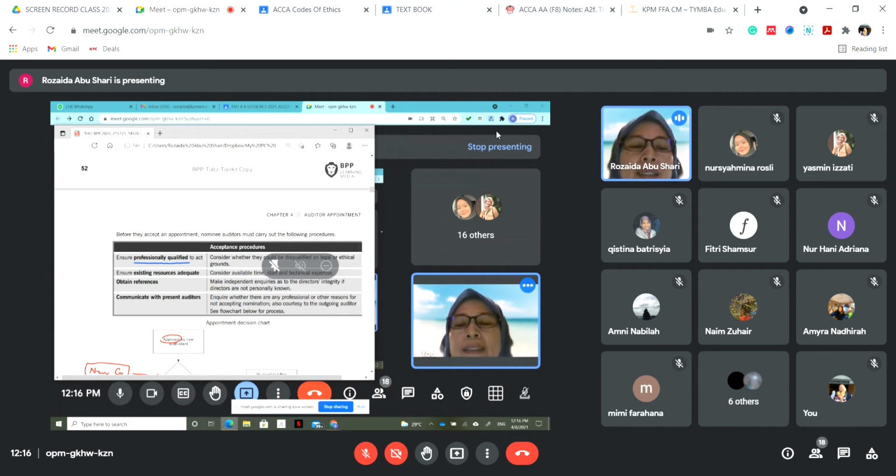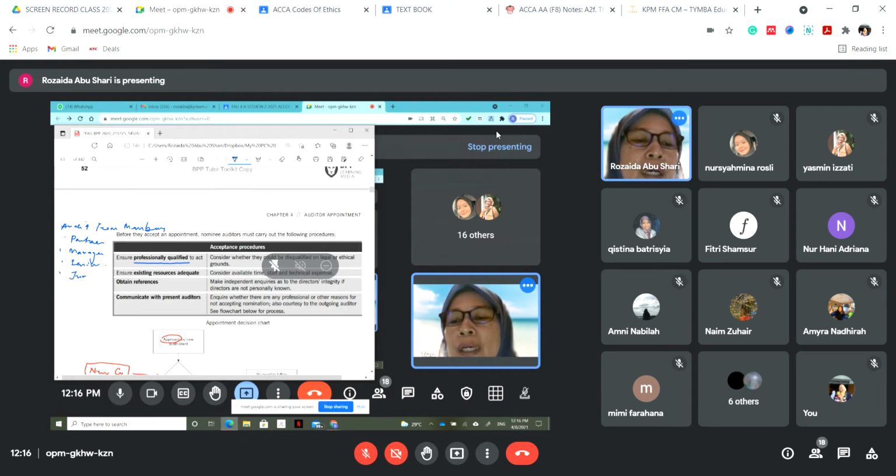When you accept the nomination as a partner, you must form your team, the audit team members, which comprise the audit partner, audit manager, audit senior, and audit junior. Consider available time, staff, and technical expertise. If you audit, let's say, an oil and gas company like Serba Dynamic, does the auditor have technical expertise in that area? That is called resources adequate. So Ernst & Young must identify whether they have available time, staff, and technical expertise to do the audit.